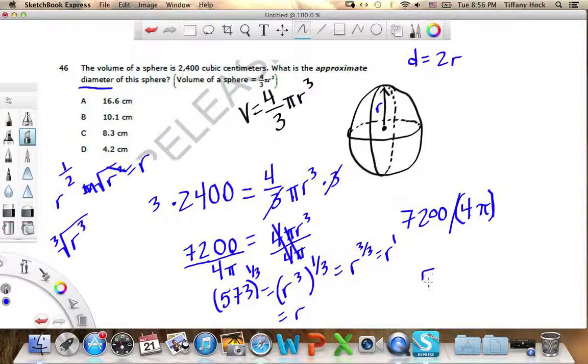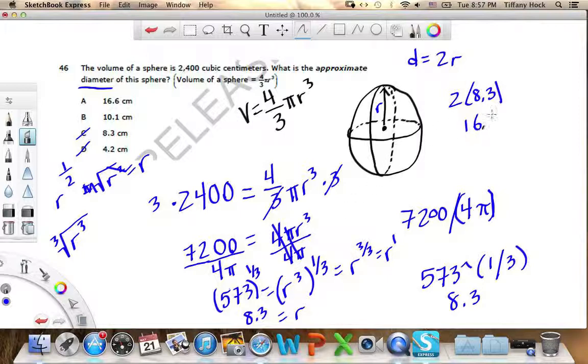So in my calculator, I would type in 573, use the exponent button, do that to the 1/3 power in parentheses, and if I do that in my calculator, I'd come up with about 8.3. So that means my radius is going to be 8.3. Now that answer is here, but remember, we're not looking for radius, we're looking for the diameter. So I know it's not c, and I know it's not going to be smaller than the radius, but if I do 2 times my radius of 8.3, that gives me a total of 16.6. So it's right about 16.6 when we round it off, and our answer is A.